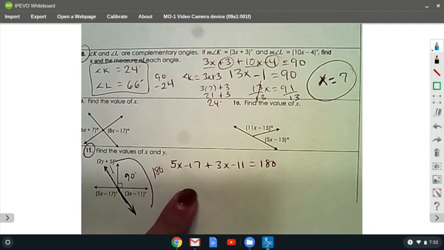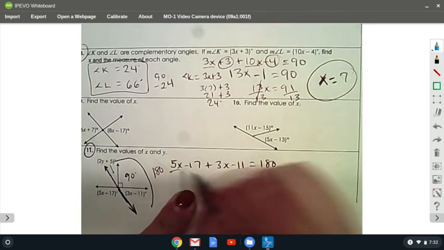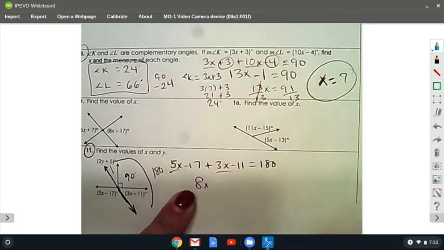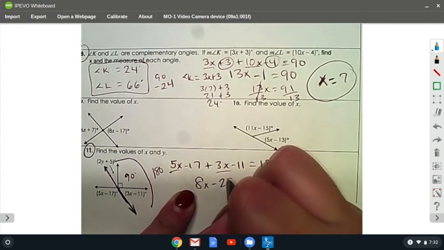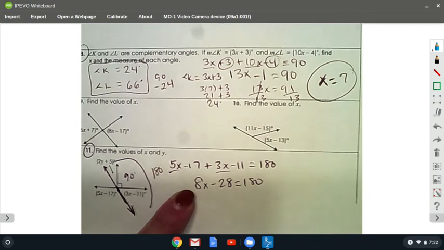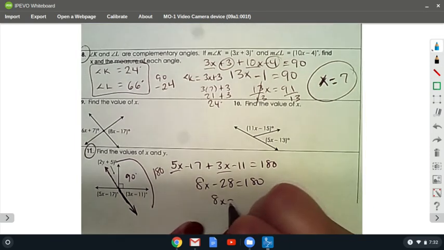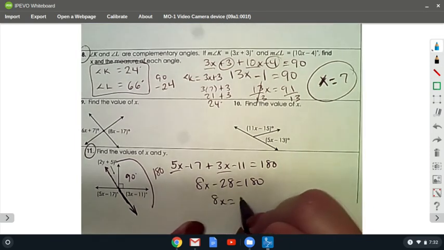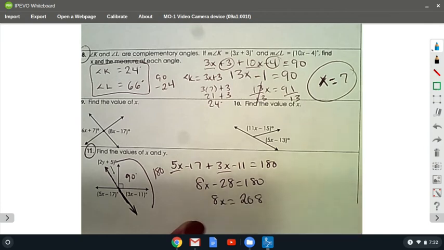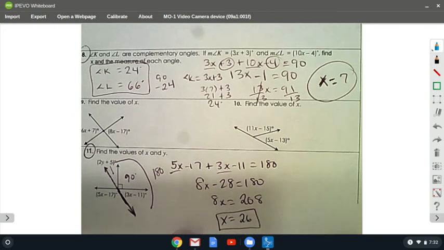So here I'm just going to simplify to find x. 5x and 3x gives me 8x, negative 17 and negative 11 gives me negative 28. I'm going to add 28 to both sides, and I get 8x equals 208. And my last step is to divide by 8 on both sides, and I get that my x is equal to 26.